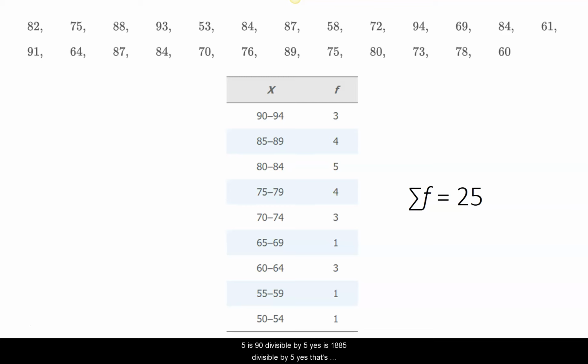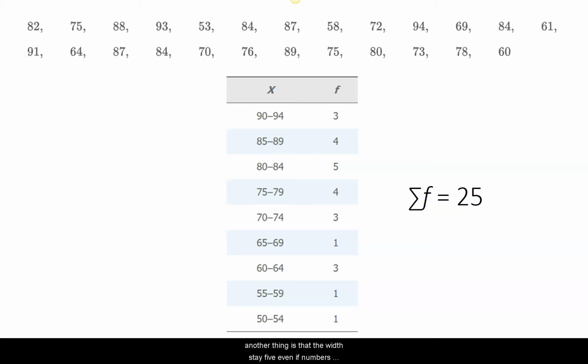Is 90 divisible by 5? Yes, it's 18. 85 divisible by 5? Yes, that's 17, etc. So the widths are most often 5 or 10, just as a convention because it's so easy to deal with. And also, the bottom number should be a multiple of that width. If we start with 86 and went 86 to 90 or 91 to 95, that would be a mistake. So that's something to keep in mind.